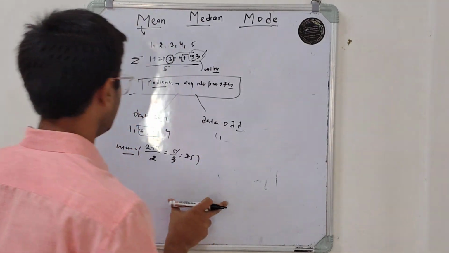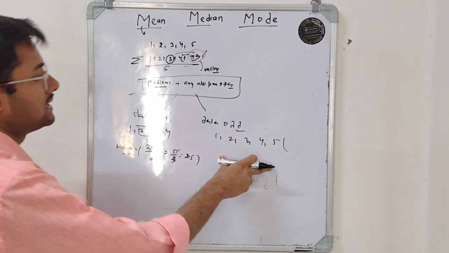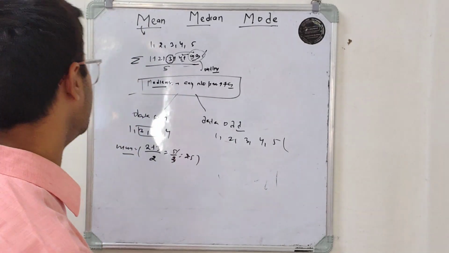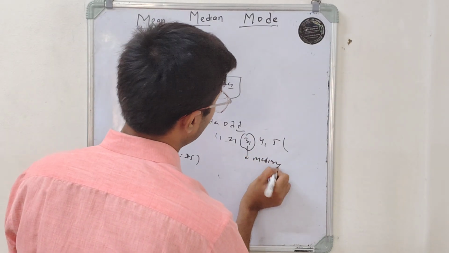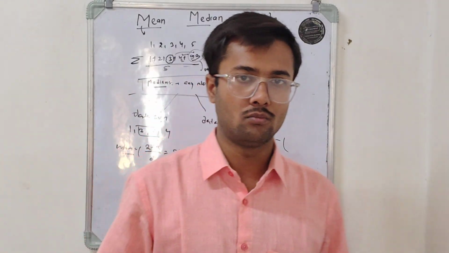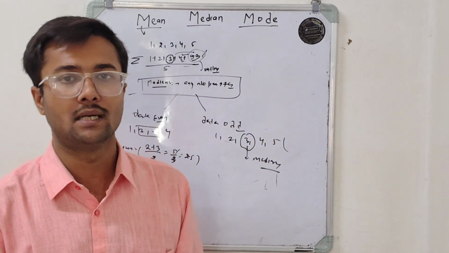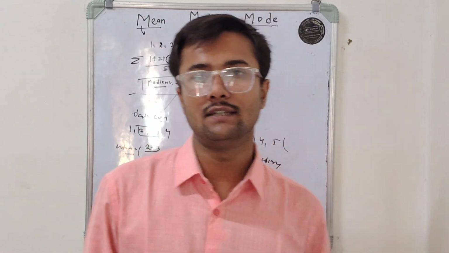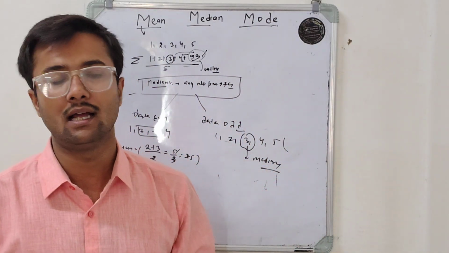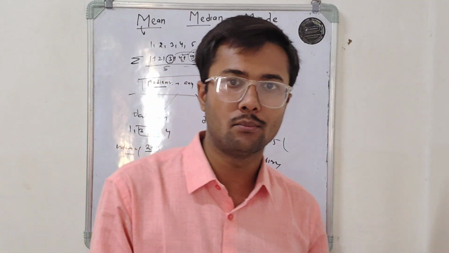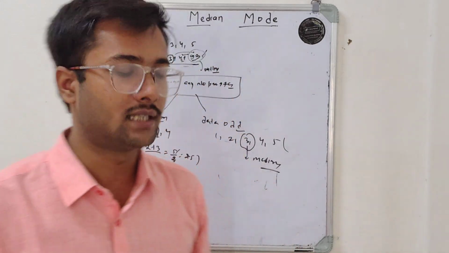But when the data is in an odd number, for example 1 2 3 4 5, the total sample size is 5, which is an odd number. In that condition the central number acts as the median. So there are two conditions: either the data has an odd sample size or an even sample size. If it is even, we take the arithmetic mean of the central data. If it is odd, we take the central number.